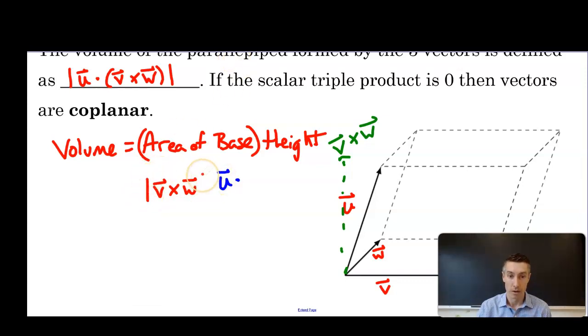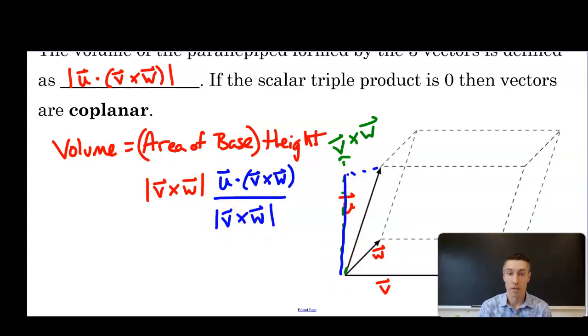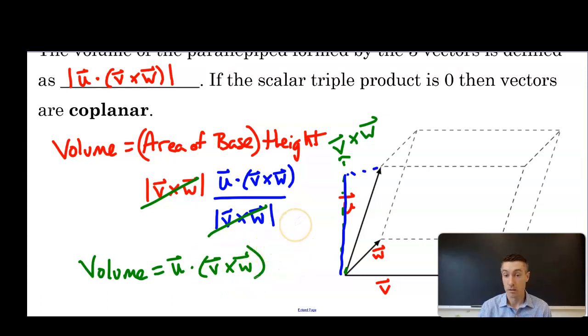So the magnitude of V cross W, and then times U dotted with V cross W over the magnitude of the vector we're projecting onto. All right, so there's that projection there. That's the height. So the magnitude of V cross W. Magnitudes cross out, and we are left with the fact that volume equals U dot V cross W. Okay, so easy enough to show, and it's nice because it does incorporate that scalar projection that we talked about earlier.